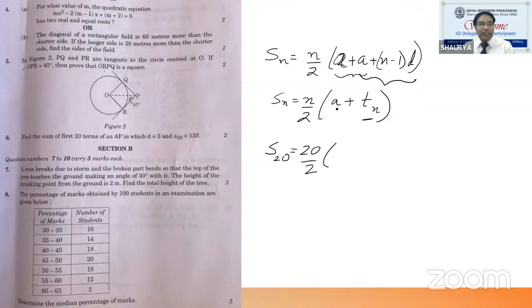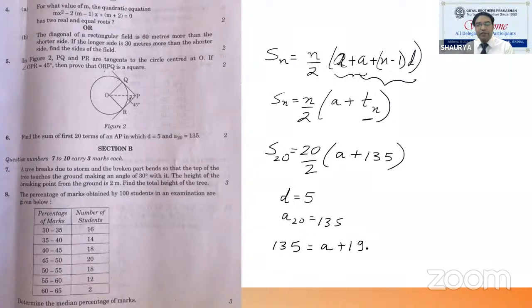Now the value of a we don't have directly given. What we have is d, given as 5. And a20 was given to us as 135. So we can just write it as a plus 135. But we'll still need to calculate the value of a from this. So it was given the 20th term is 135, that is a plus 20 minus 1, which is 19, into d, which is 5. 19 into 5 is 80. Sorry, 95. So a plus 95 is 135. That gave me a is 40.